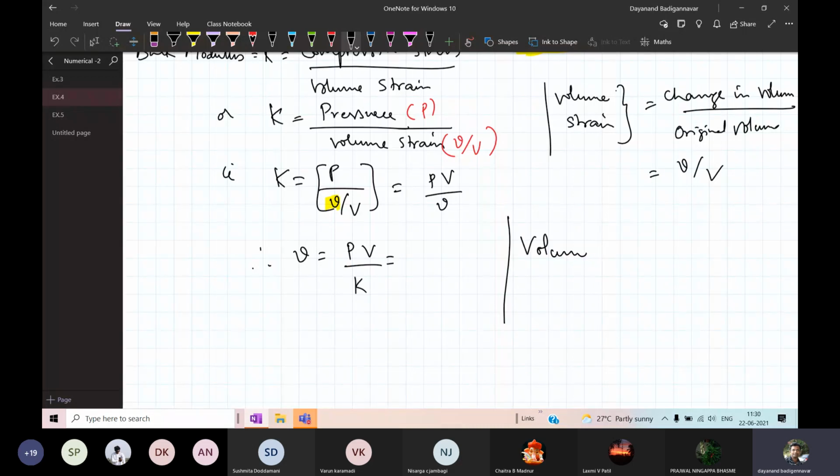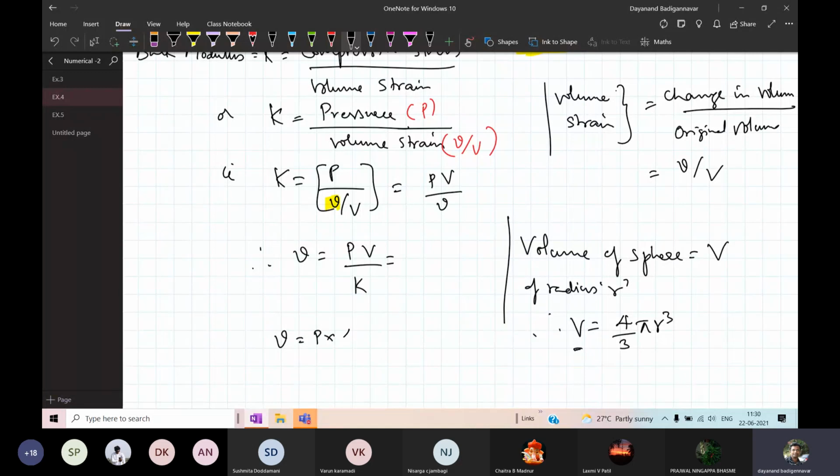Now what is this V? It is the volume of a sphere of radius R. The volume of a sphere is given by 4 by 3 pi R cube. So I can substitute it here: small v equals P into 4 by 3 pi R cube divided by K. So this is the value you get, P by K into 4 by 3 pi R cube.